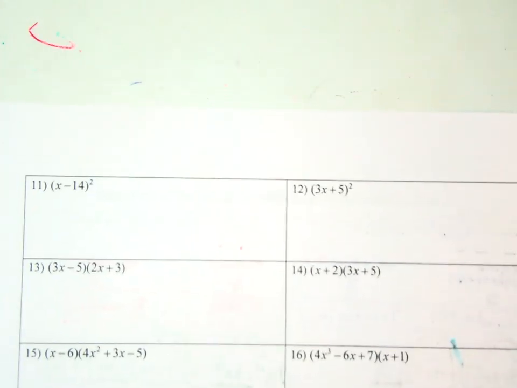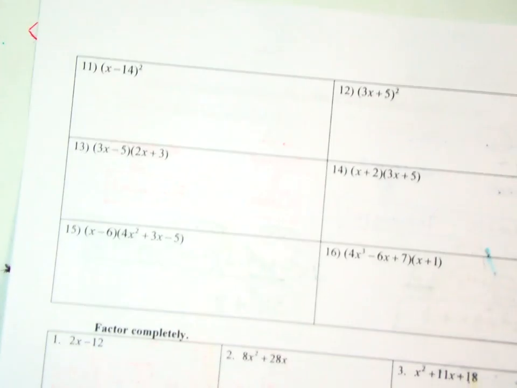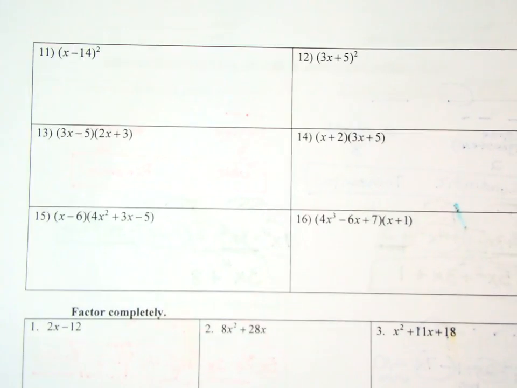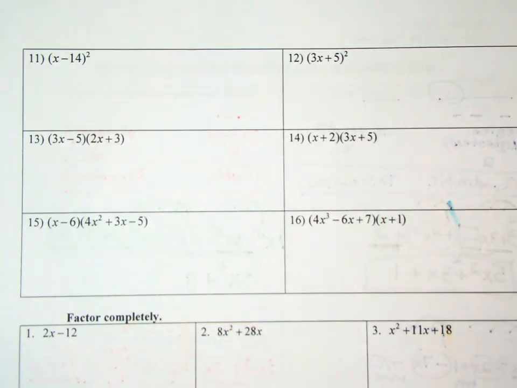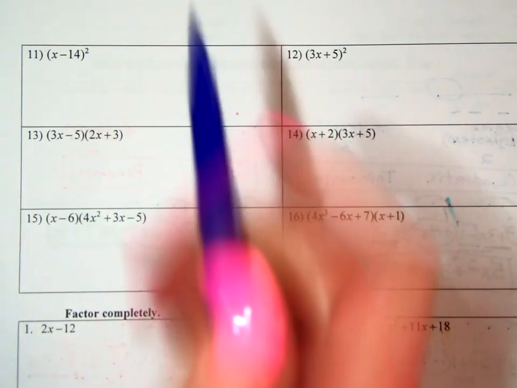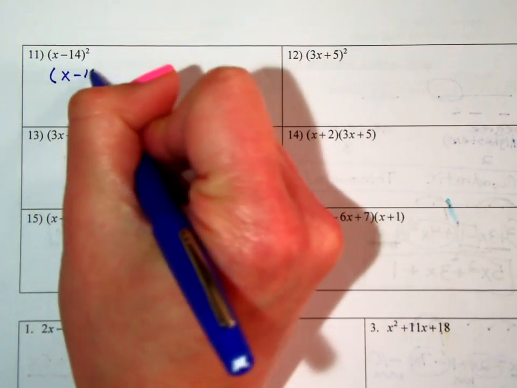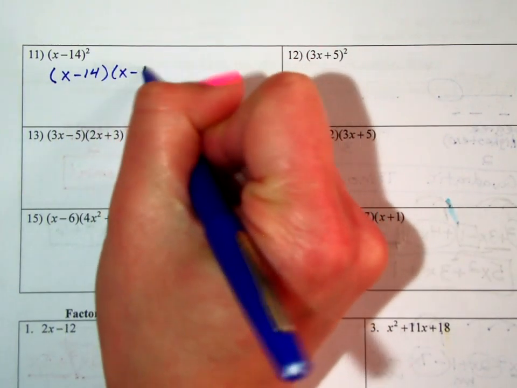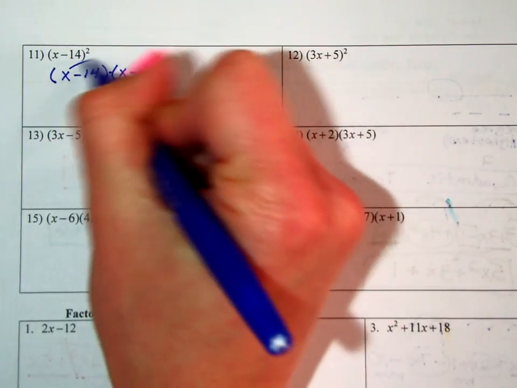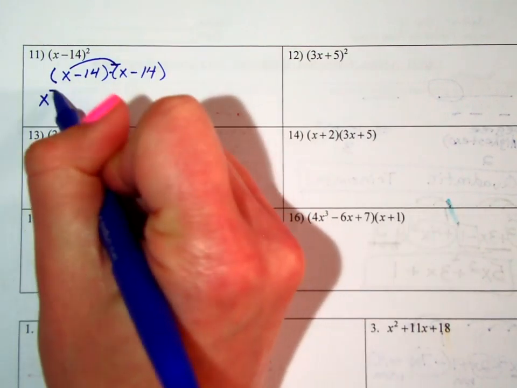Okay, so now we need to go ahead and flip over to the back side, which continues on with this multiplication stuff. So be careful with this one, right? Because this one is squared, which means we really need to write it twice and then multiply, right? Because squaring means we're multiplying it by itself. So x times x is x squared.